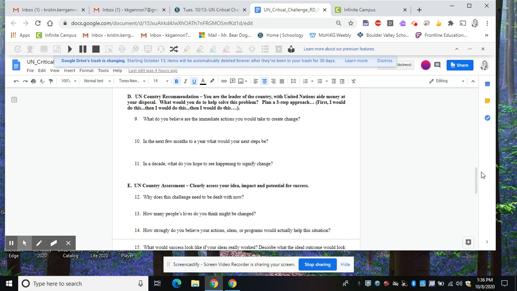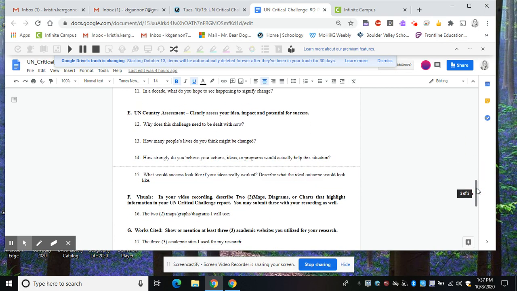Then part D, this is your country recommendation. The whole idea of the United Nations is a peacekeeping group of countries around the nation that collect money to improve development and to ensure peace in other countries. So you're hitting up the United Nations for money. And as the leader, how are you going to spend it? This is your very detailed three-step approach. First, you do what, then you do what, then what are you going to do to fix the problem in your country?